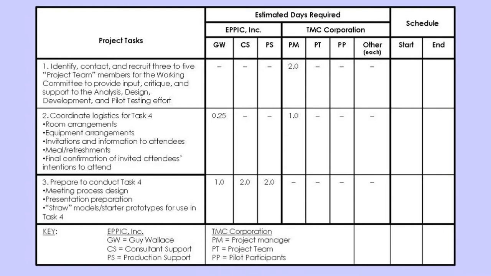What tasks are they involved in, by project steering team or analysis team, design team, et cetera? For the people that the client chooses to put into these various teams, what's the time burden going to be on them? And when is this going to happen schedule-wise? That's the last two columns, the schedule columns. When does this begin and when does this end?